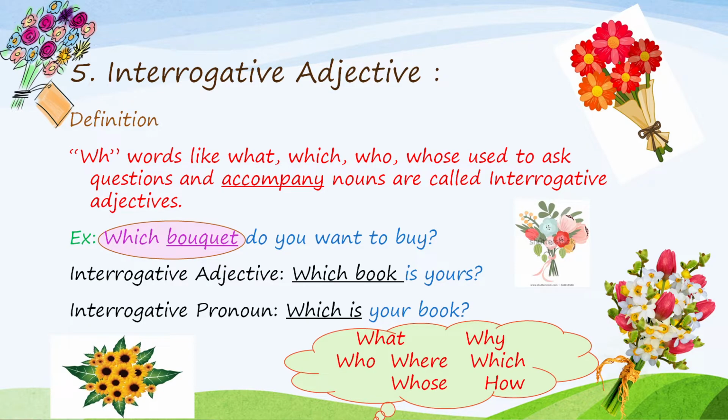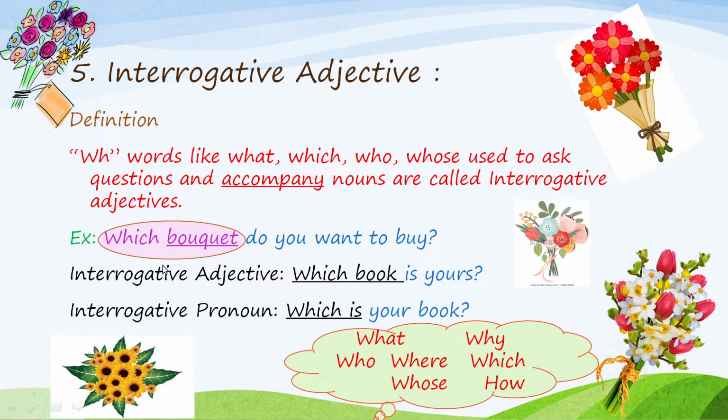Fifth one is interrogative adjective. Interrogate means to ask a question. These are WH words which are used with nouns to ask some question. Let me define it. WH words like what, which, who, whose, used to ask questions and accompany nouns are called interrogative adjectives. The most important thing is it has to accompany a noun. These WH words have to be immediately followed by a noun. Then only it will be an interrogative adjective.